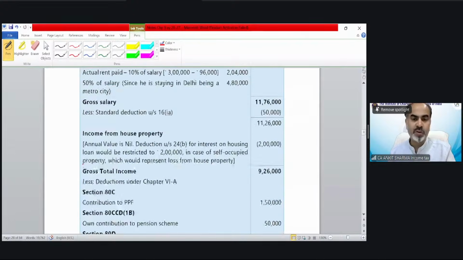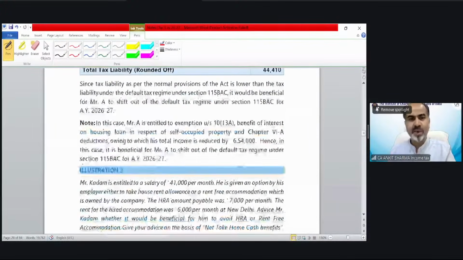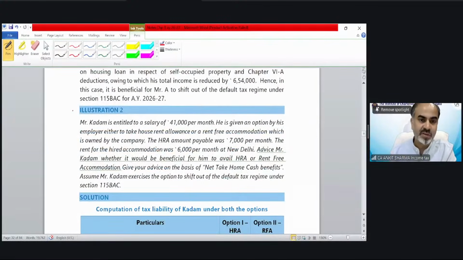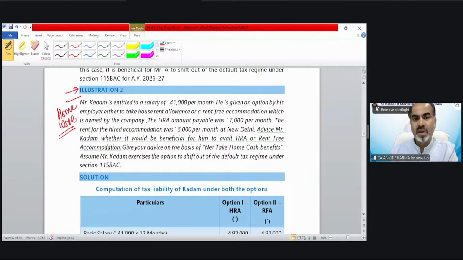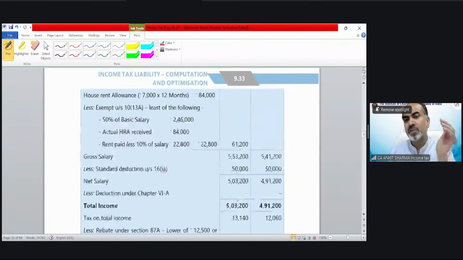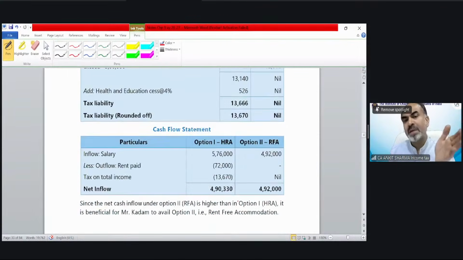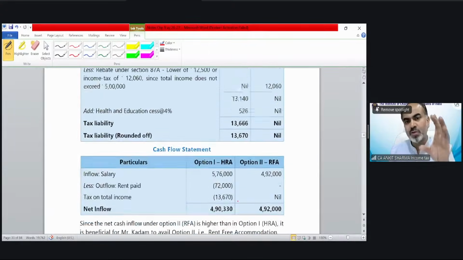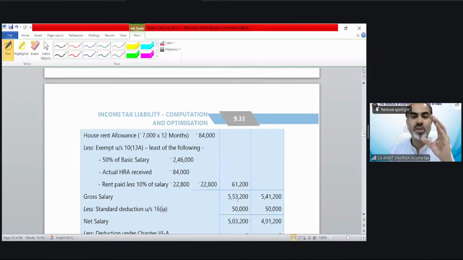Illustration number 2 is for your homework. 1 is very simple. Illustration 2 is on that salary structure. This is very important. This is for homework. If there is any problem, we will discuss it tomorrow. But this will show you what kind of question can be asked from this salary structure question. Now you can see he's a salaried employee getting this much amount as salary. He has the option to take HRA or a rent-free house. And the solution will tell you which is beneficial from the point of view of inflow and minimizing the tax liability. Once you go through this, you will understand the whole concept of this structure question base.